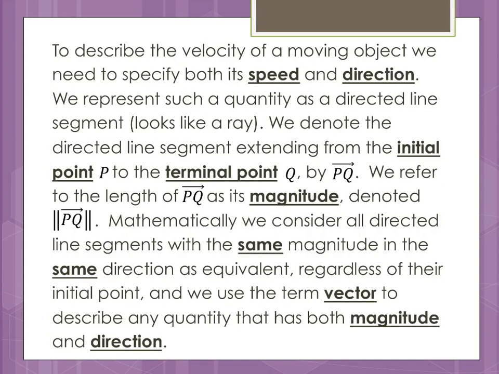And we mathematically consider all directed line segments with the same magnitude and the same direction as equivalent, no matter where they start. So if I were to take this directed line segment that I've drawn on the board and move it over here, as long as I didn't change the angle it's pointing or the length of it, we would call that the same vector. Regardless of their initial point, we use the term vector to describe any quantity that has both magnitude and direction.